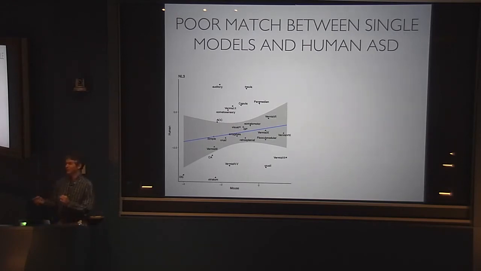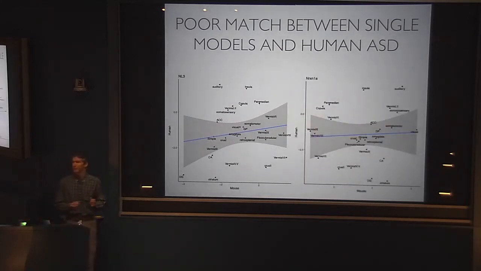So if I look at the correlation between what's affected in the mouse versus what's affected in our idiopathic autism case, you can see the correlation if neuroligin 3 is the mutant that you have is fairly poor. And if I look at a different one, so one of the other examples I showed earlier, neurexin 1 alpha, you're again seeing that there isn't that much association.